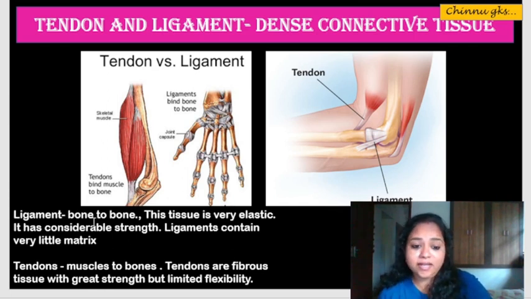So ligament, it connects bone to bone. The tissue is very elastic while it's having a considerable strength. So ligament contains very little matrix. On the contrary, you are having the tendons. What are tendons doing? Tendons are connecting the muscles to the bones. Tendons are fibrous tissue with great strength and limited flexibility. The flexibility is relatively limited over here.